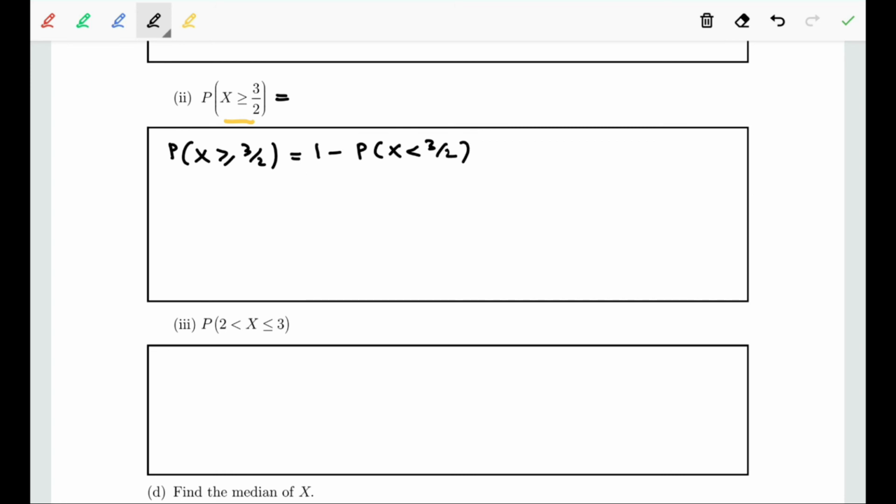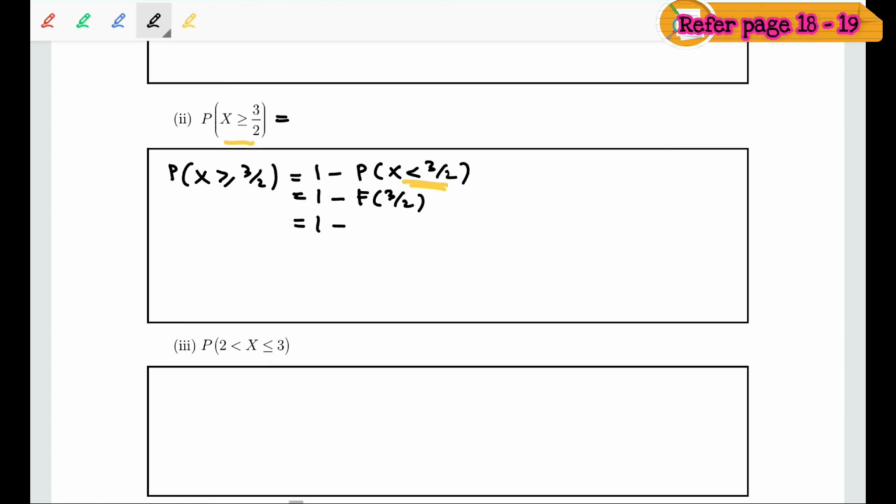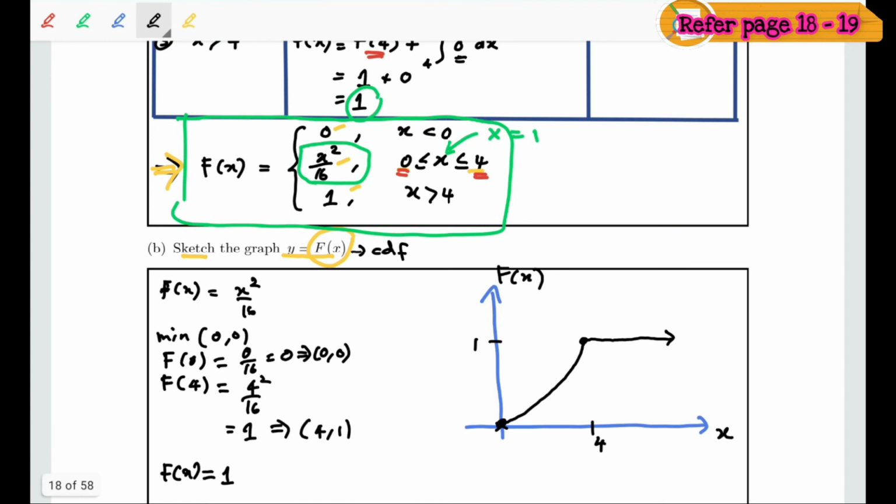So when we change the equation, here we get 1 minus, since this is already less than, we can write 1 minus F of 3 over 2. Then we can use the capital letter F, which means we are going to use the CDF. We are not going to integrate once again because we have found the CDF. So then we are going to substitute 3 over 2 into the correct function. So back to our CDF. 3 over 2 is 1.5.